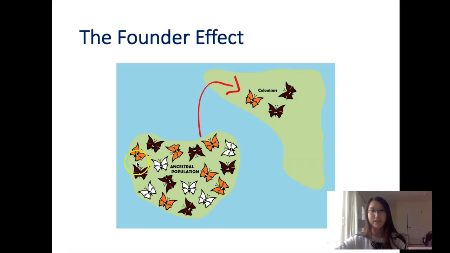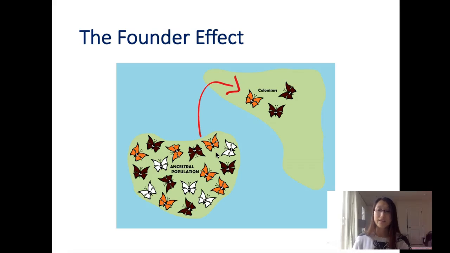Okay, so for example, right here we have our ancestral population of butterflies with different variations. It just turned out that the maroon butterfly, well, two of those, and one orange butterfly came over to the new area and they started their own new population. Then the allele frequencies of this new population will be different from the original population. This is called the founder effect.